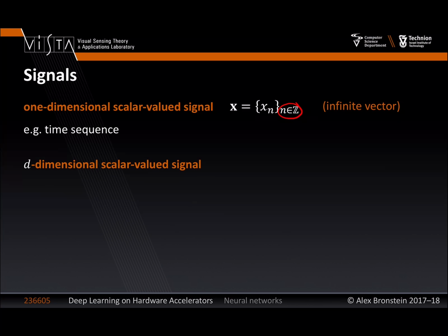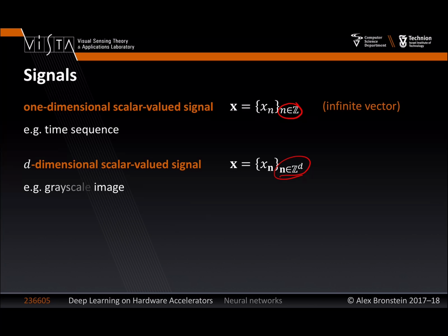A d-dimensional scalar valued signal is exactly the same thing, but now my index is a multi-index in Z^d. So it's a d-dimensional tuple of integer coordinates. You can think, for example, of a grayscale image as an example of a two-dimensional scalar valued signal. I have intensity levels at every pixel, and each pixel is described by a couple of indices, i and j, or n1 and n2.